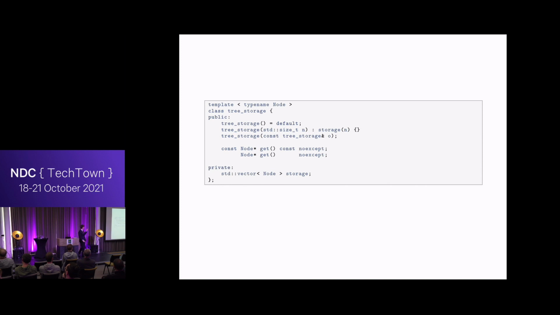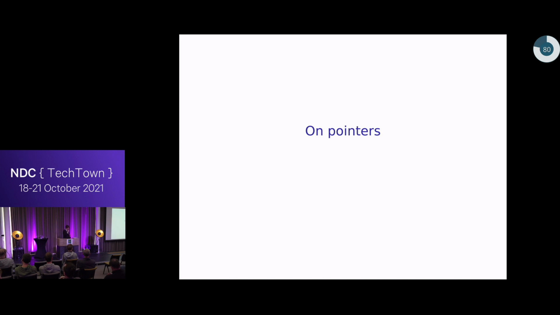Now, notice also I'm using vector of nodes rather than the array, unique pointer to array. And I'm pretty much just delegating the work of actually copying to the vector. It's great. So this works, okay? So now I have this generic tree storage that does the fixing of the copies, right? Oh, sorry, the fixing of the pointers post-copy. So let's talk about pointers.